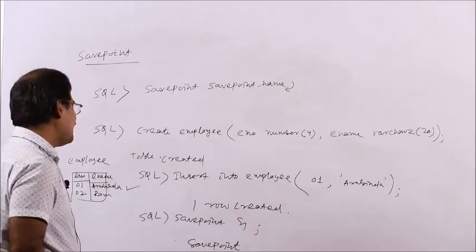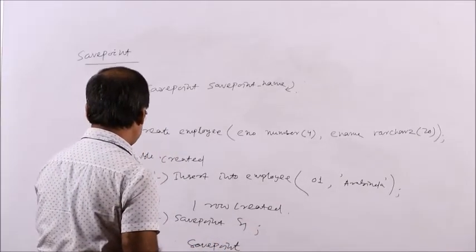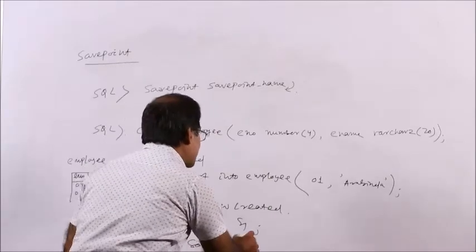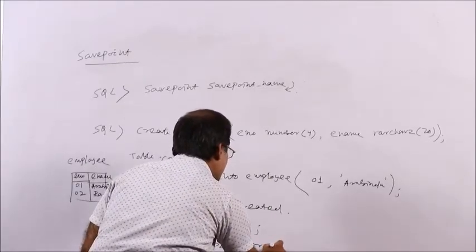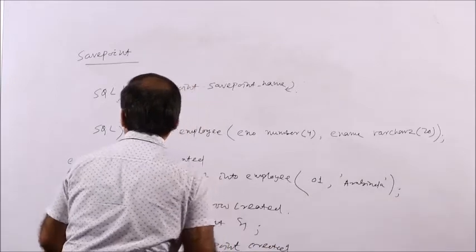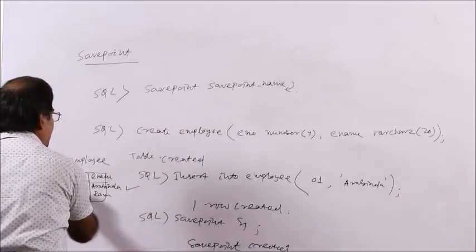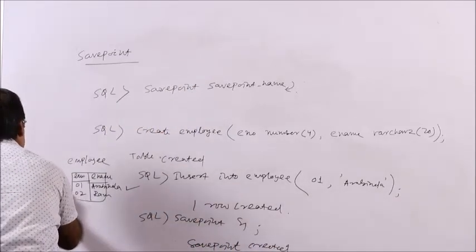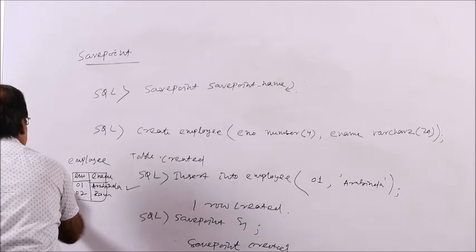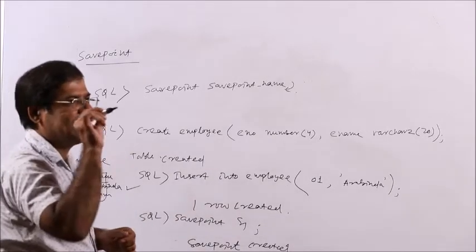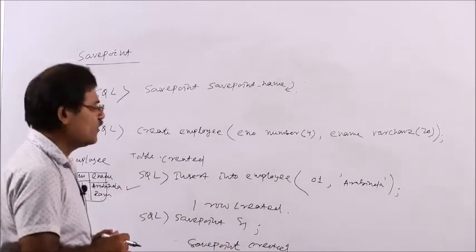So a savepoint is already created. What does that mean? It means the name of the savepoint is S1. So the first record will show the marker S1. S1 is a pointer indicating the first record.